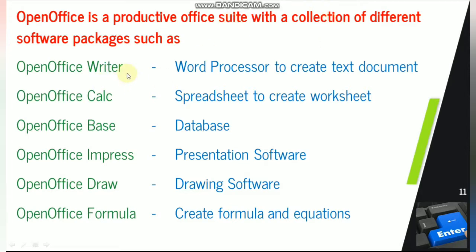We have Writer, we have Calc, and some will tell it as Calc, which is nothing but calculator, and that is spreadsheet. So Writer is a word file, Calc is a spreadsheet file, Base is to create a database, Impress is for presentation, as if you are having a PPT in MS Office. Draw is nothing but your MS Paint. And the next one is Formulae, which is used to create formulas and equations.